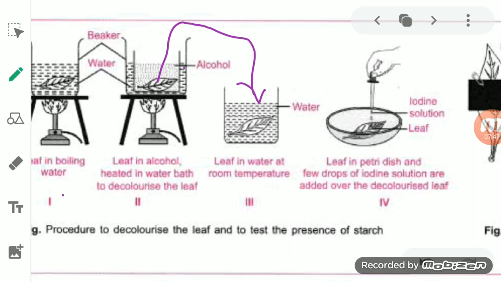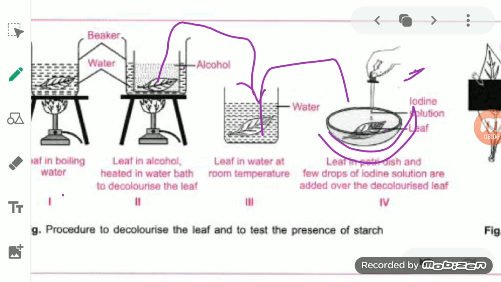Okay, then we will take out this leaf and keep it in a petri dish. See, this is the petri dish. A petri dish is a type of container in which we will keep this leaf. It is made of glass. Then we will add the iodine solution.